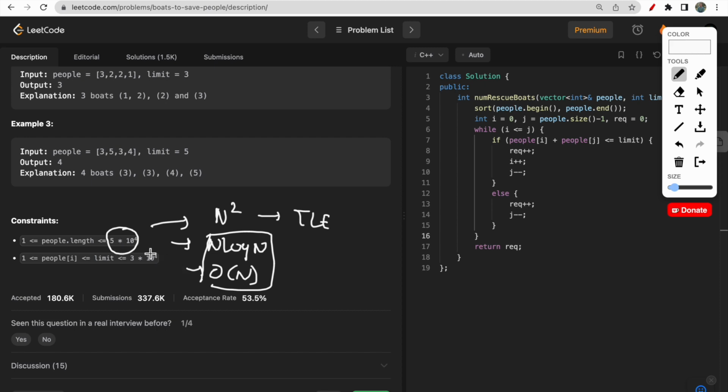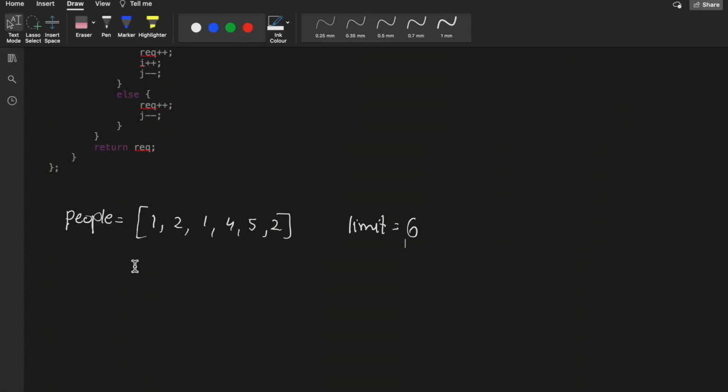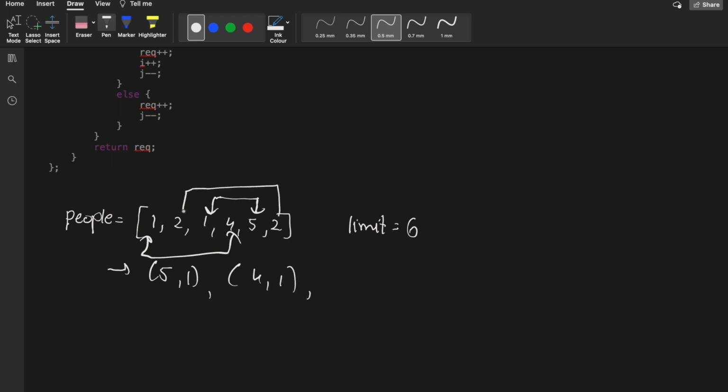Got it? So now guys, if you have this type of example where this is the people's array and this is the limit, what you can do is pair up some of the people. So let's say you pair up this person 5 with 1. Okay, 5 and 1 in one pair. The next pair you can form is this 4 and 1, and another pair you can form is this 2 and 2.